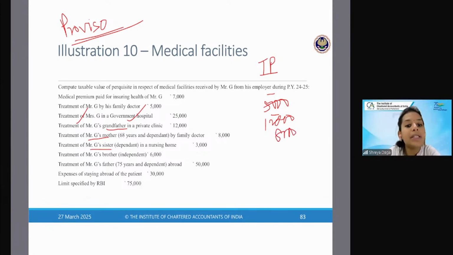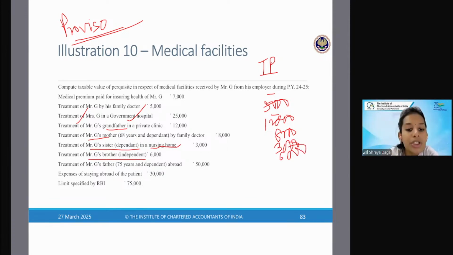Mr. G's sister, dependent. Family covers spouse, children, and dependent parents and siblings. So she is covered, in a nursing home. But have they mentioned that the nursing home is maintained by the employer, or is it a government nursing home? No. Then it is taxable. Mr. G's brother, independent. Independent sibling is not family. So it is taxable. Okay.